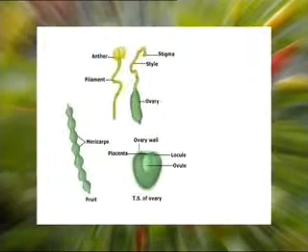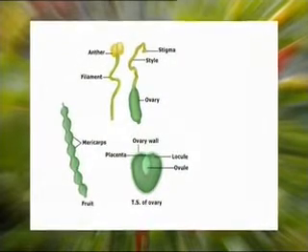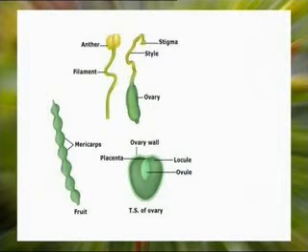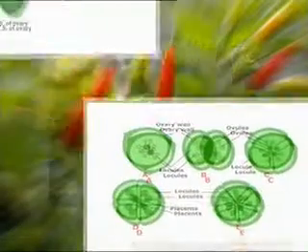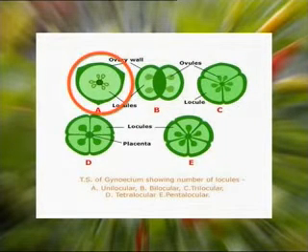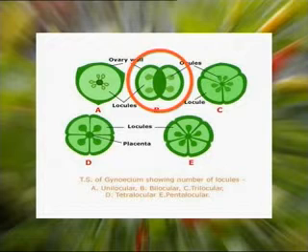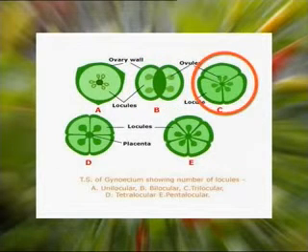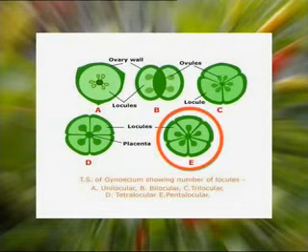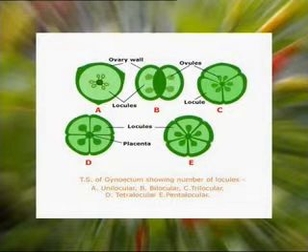A style leads to the ovary at the base of the carpel, which contains one or more ovules in the intra-ovarian chamber or locule. The ovule develops into a seed on fertilization. Depending upon the number of locules, the ovary is termed unilocular, 1 locule, bilocular, 2 locules, trilocular, 3 locules, tetralocular, 4 locules, pentalocular, 5 locules, or multilocular, more than 5 locules.